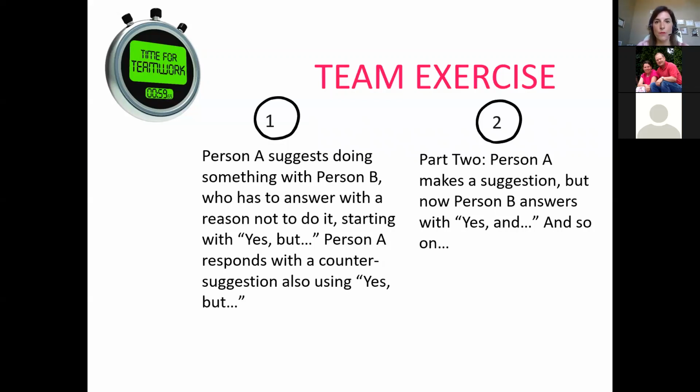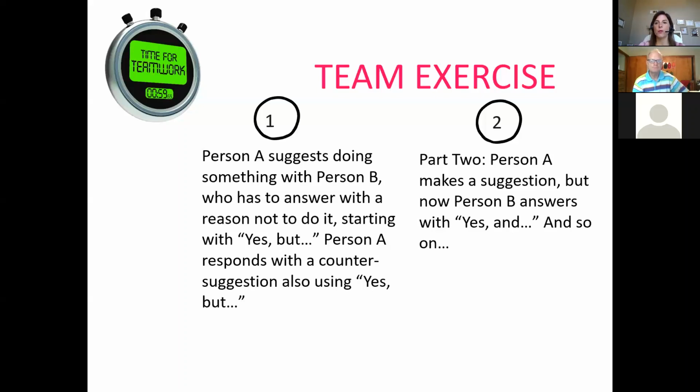Person A could be Eddie. Suggest doing something with person B, with Brian, who has to answer with a reason not to do it. So Eddie, you will say, let's do this. And Brian will say, yes, but. And then you, Eddie, will reply back, okay, yes, let's do that, but.